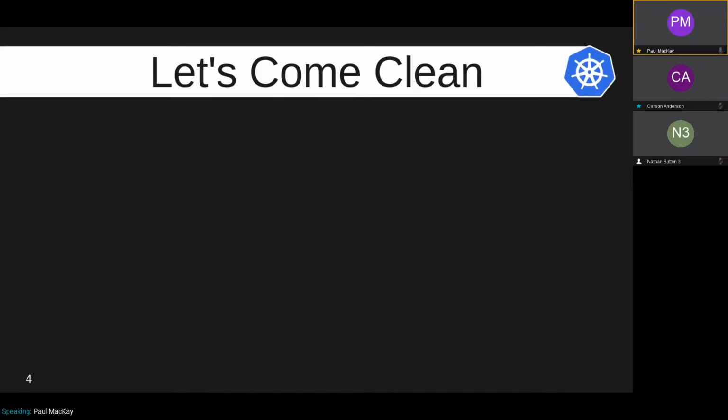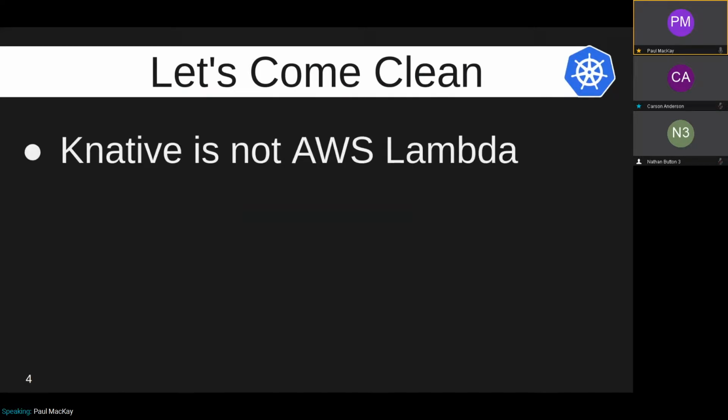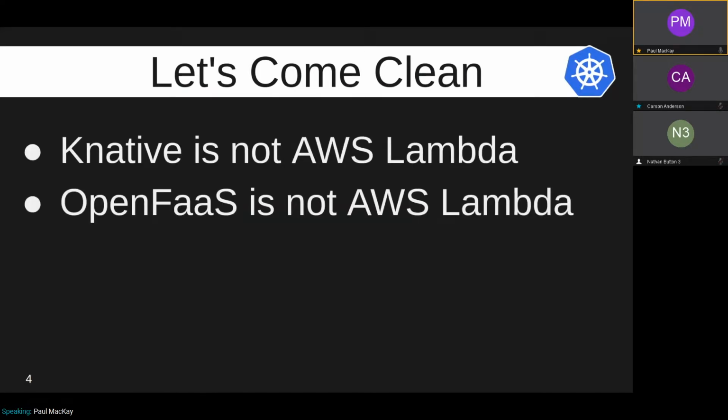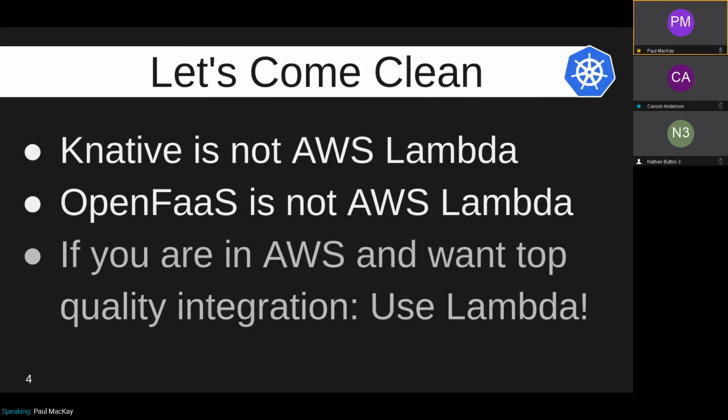So before I get into all the Kubernetes stuff, I'm going to come clean and say that Knative is not OpenFaaS. Knative is not Lambda, OpenFaaS is not Lambda. None of the platforms in Kubernetes are Lambda or Google Cloud Run, right? They're not tightly integrated with these platforms. They're not going to be as easy to use if you're already in the platforms. If you're in AWS and you want functions and you're okay with all the various limits and other constraints around Lambda, use Lambda. I'm not here to bash on it. It's just fine.